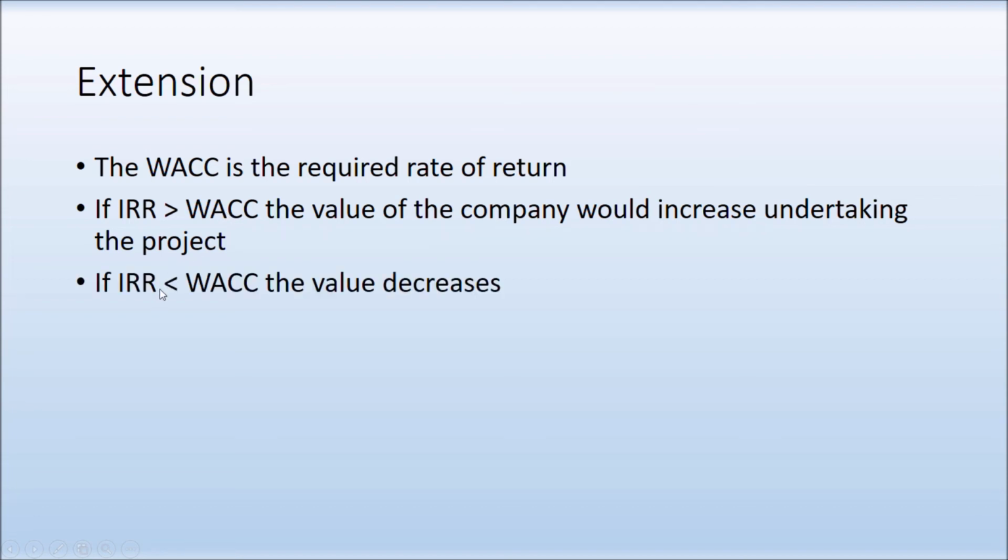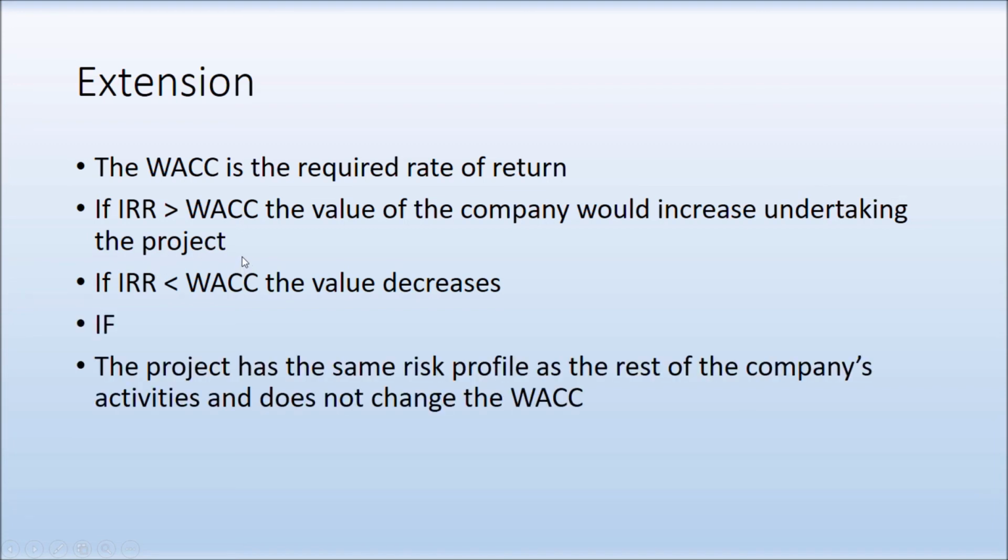Alternatively, if the IRR was less than the weighted average cost of capital, then the value would decrease. So what's happening here is the weighted average cost of capital is the hurdle rate required for the company, and the IRR is the rate of the project that you compare to the hurdle rate, if the project has the same risk profile as all the rest of the company's projects and does not change the weighted average cost of capital.